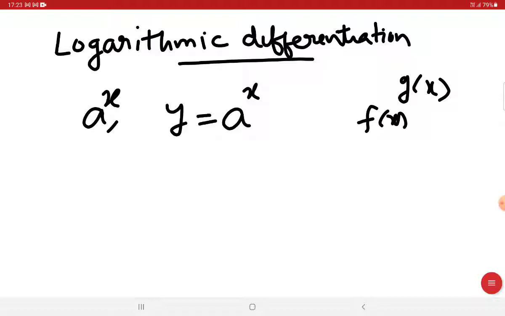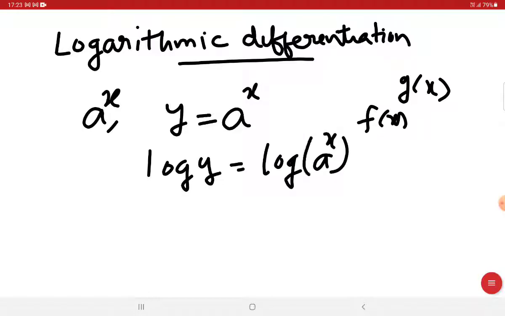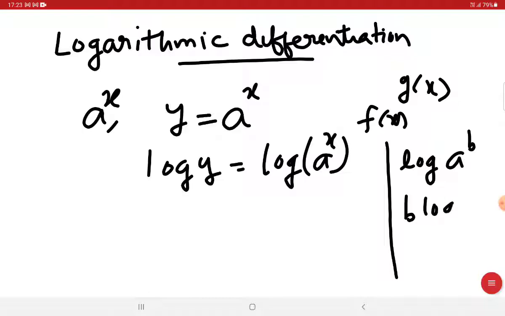So, first step, you have to take y equal to the given function. Now, take logarithm on both sides. So, log y is equal to log of a raised to x. Now, the rule log of a raised to b is equal to b log a. So, we can write the right side as x log a. So, log y is equal to x log a.